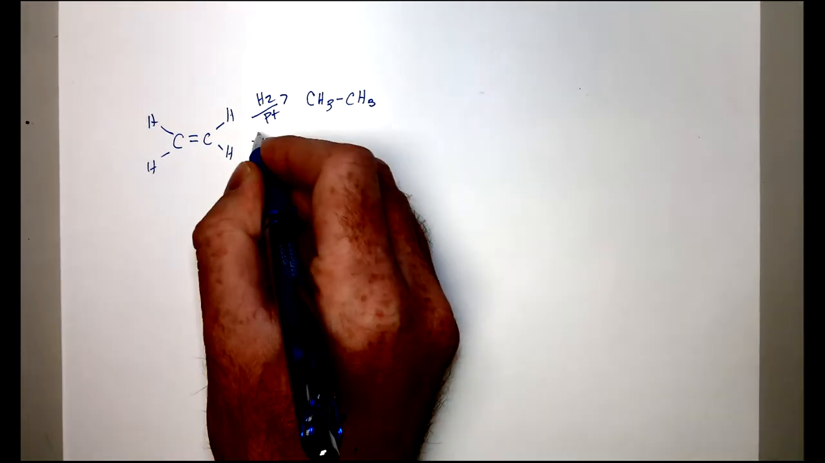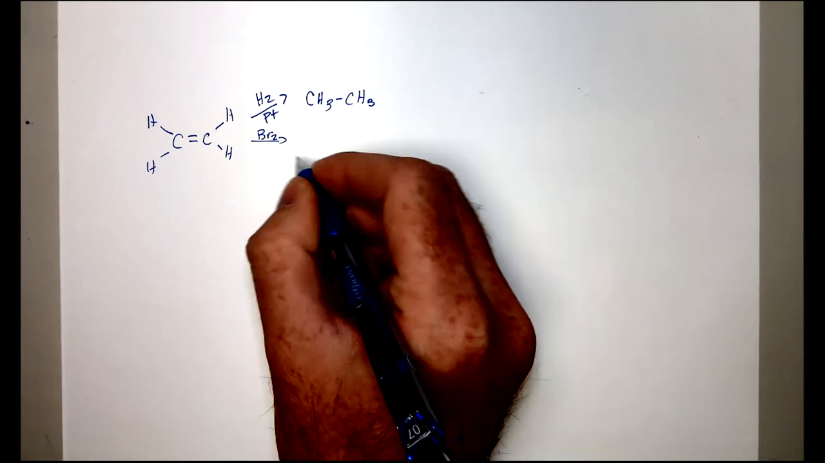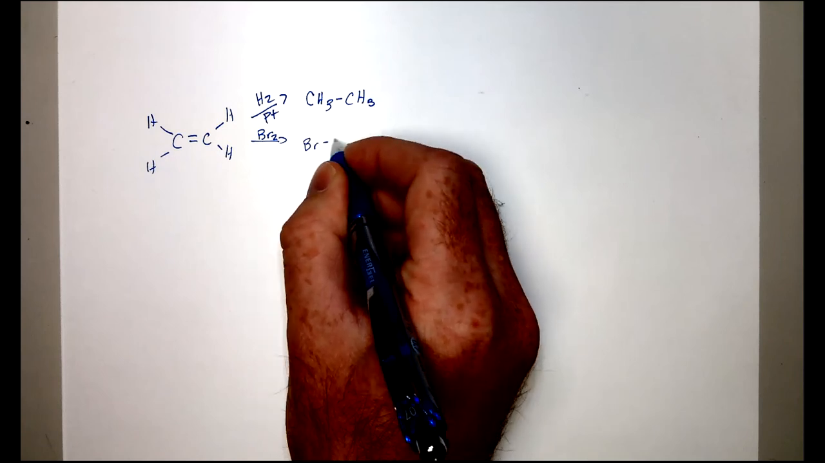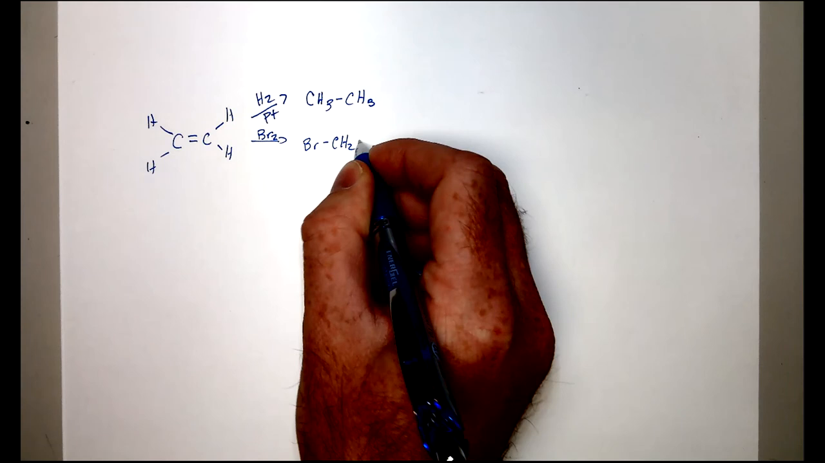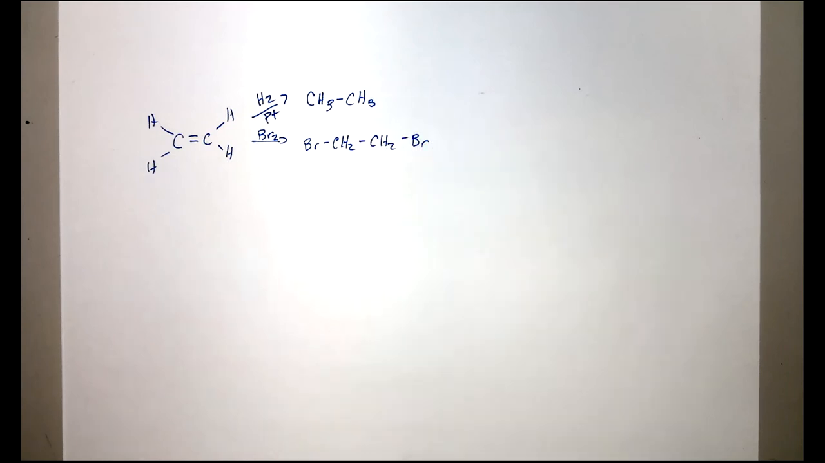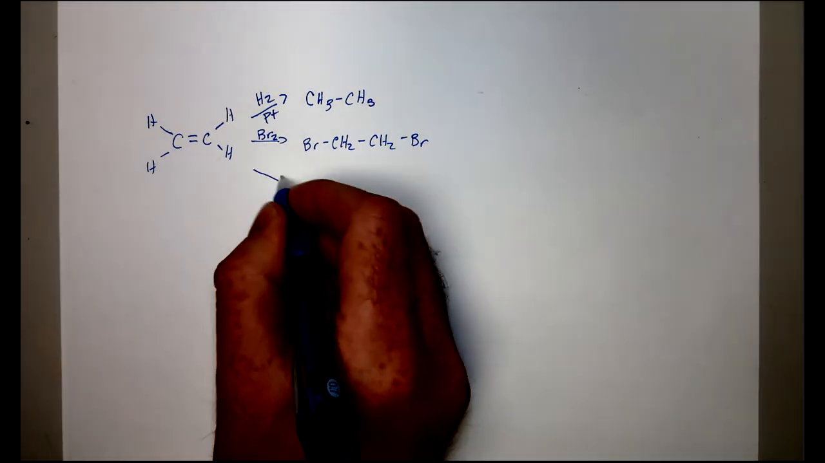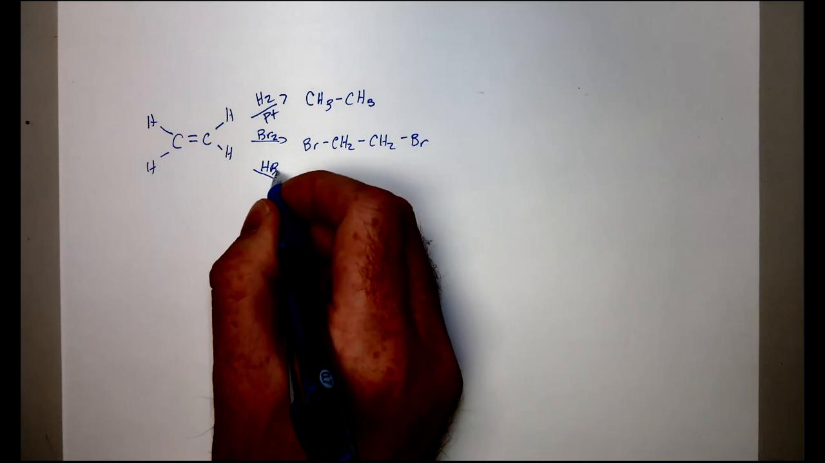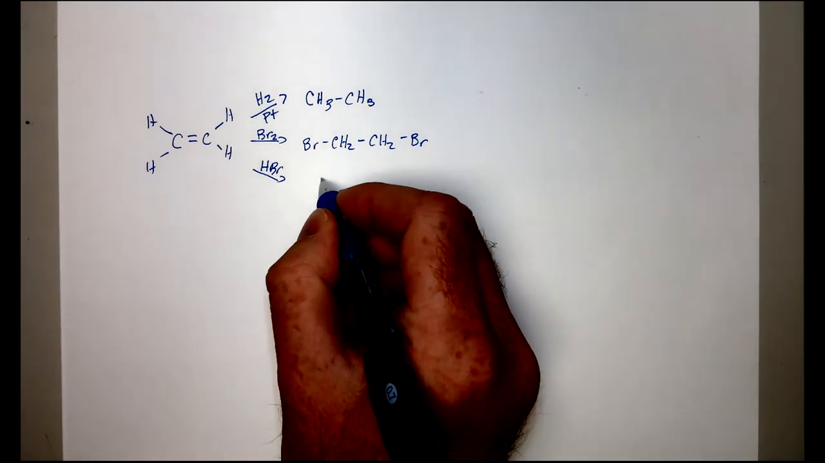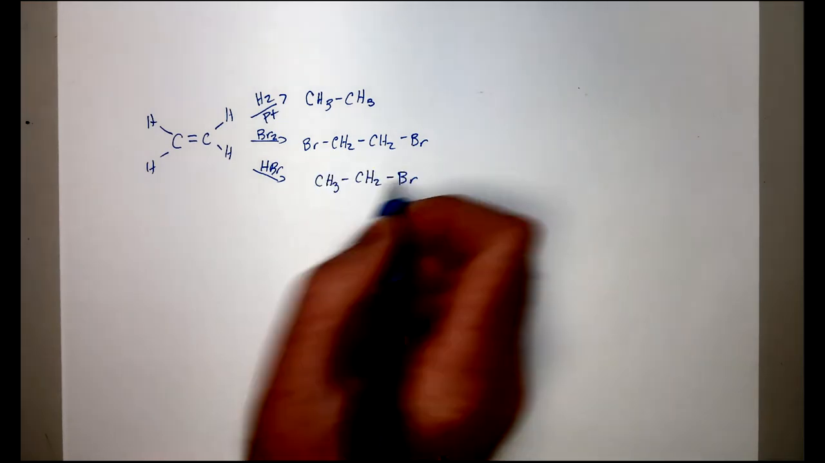You add bromine across there, you're going to get bromination. You would add across the double bond. The rules get more complicated if it's not symmetrical, particularly with HBr and the water. But in this case, you just get a single bromination, so you get CH3, CH2, Br.